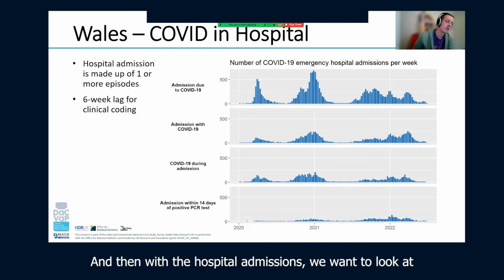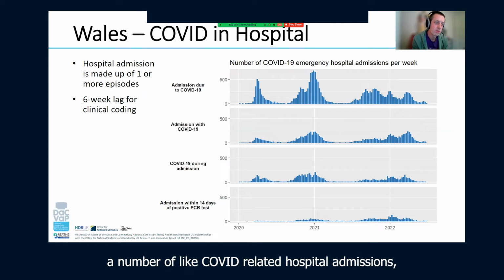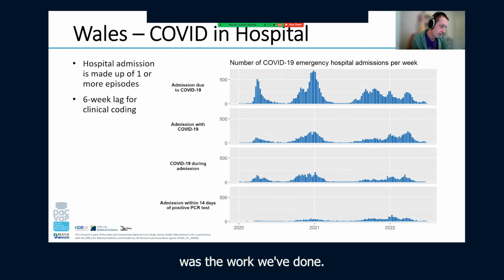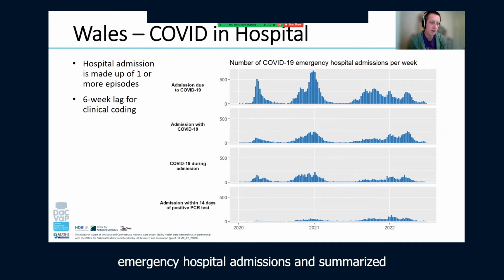And then with the hospital admissions, if you want to look at the number of COVID related hospital admissions, that's been one of our main outcomes for the work we've done. We can take hospital admissions, which are made up of 1 or more episodes, with each episode having clinical codes associated with it. And from this structure, we can then look at emergency hospital admissions and summarize when and where COVID was recorded for their stay in hospital.